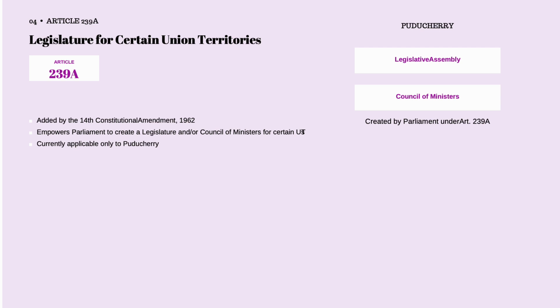Here's the confusion. Delhi has a legislative assembly. Jammu Kashmir has a legislative assembly. But why does this article alone empower Parliament to create a legislature only for Puducherry? Do not get confused. There are other laws for Delhi as well as Jammu Kashmir, but 239A is specifically only for Puducherry.